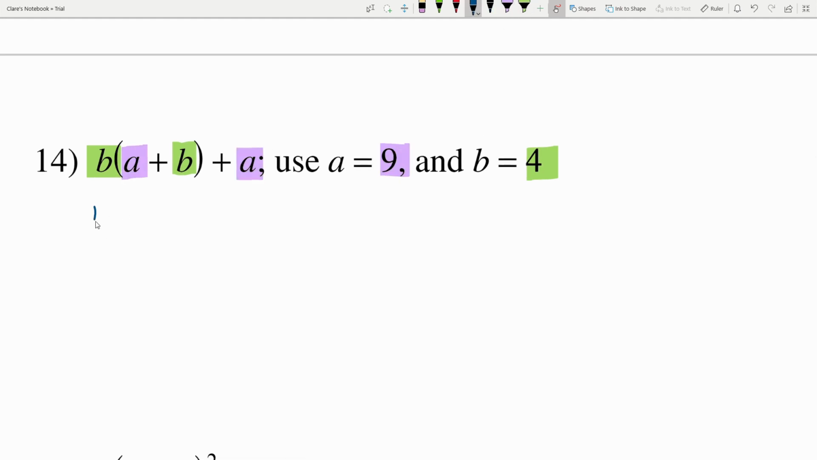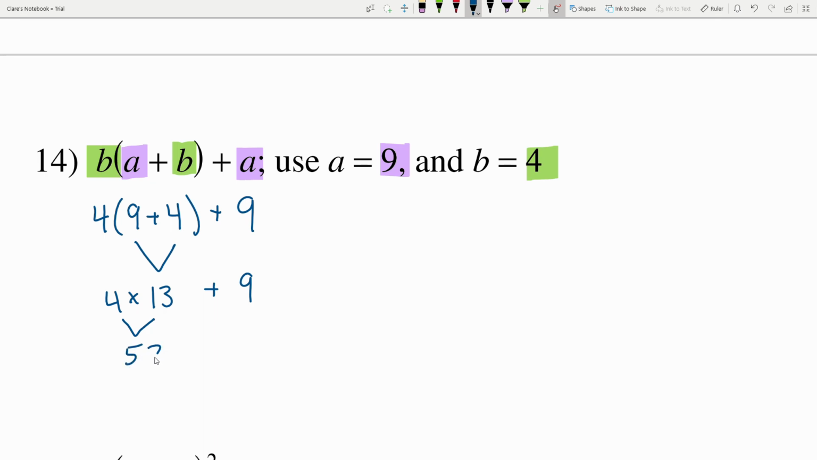So b is 4 times a, which is 9, plus b, which is 4, plus a, which is 9. Now, order of operations says parentheses comes first. So 9 plus 4 is 13. So I'll have 4 times 13 plus 9. Now, multiplication's next. 4 times 13, that's going to give me 52. So 52 plus 9 will give me 61. So 61 is my solution in number 14.